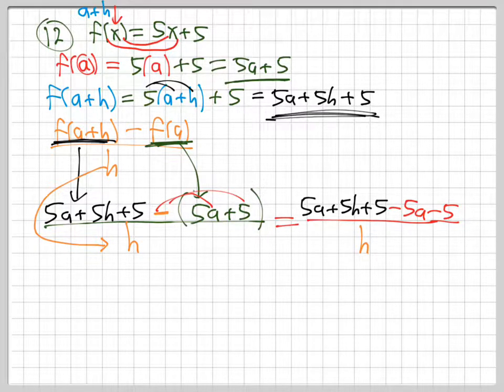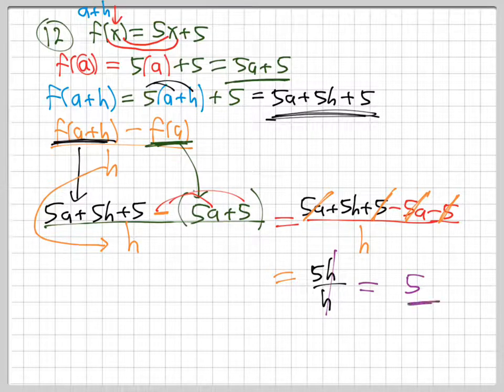Right? And now, can we cancel anything out there? 5a, 5a, 5, and 5. So what are we left with? 5h over h. And what can we do with that? Cancel the h's. It's just 5. After all of that.